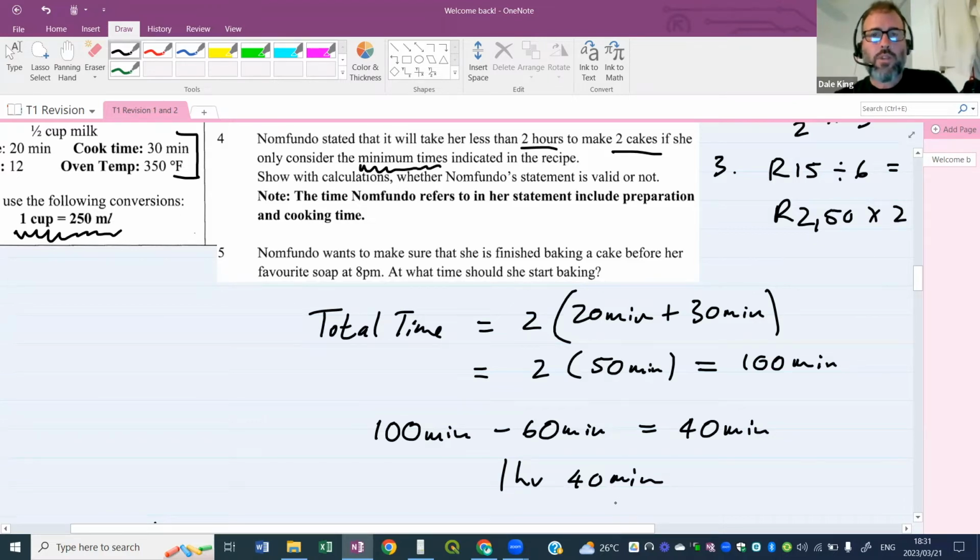Okay, so 1 hour and 40 minutes to do 2 cakes. All right. So that's question 4. There we go. All the people with 1 hour 40. Very good. Okay. So a total of 1 hour 40 to make 2 cakes. All right. Now let's look at question 5.